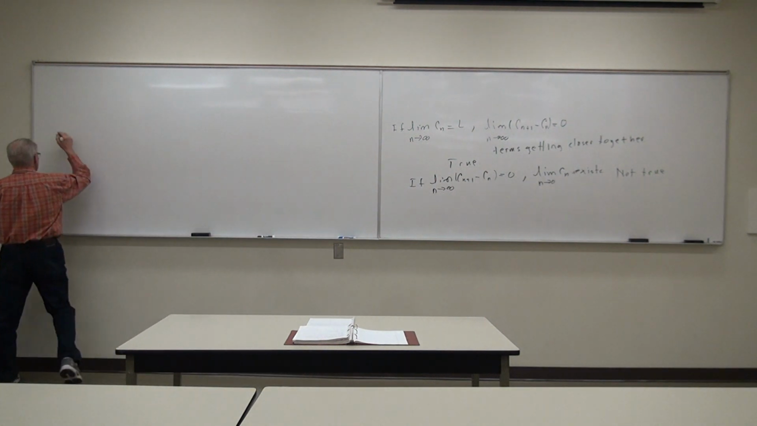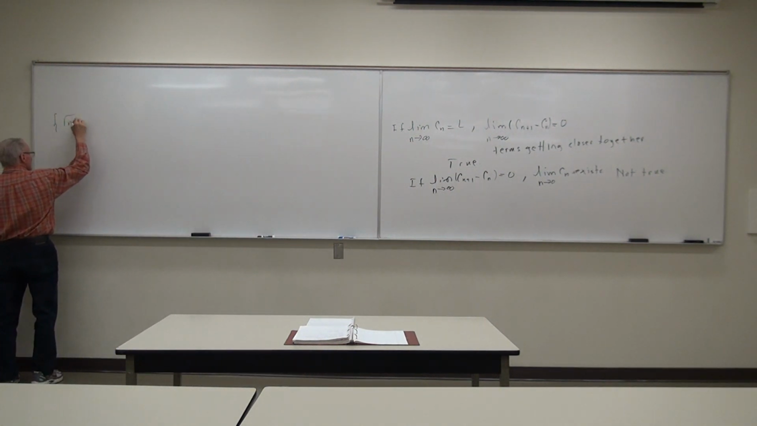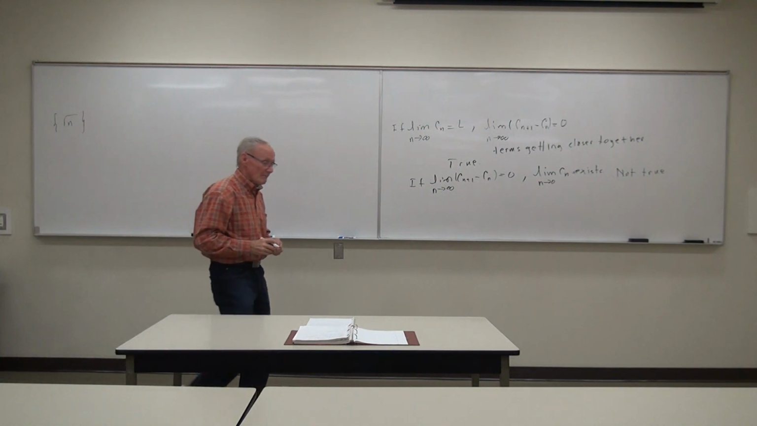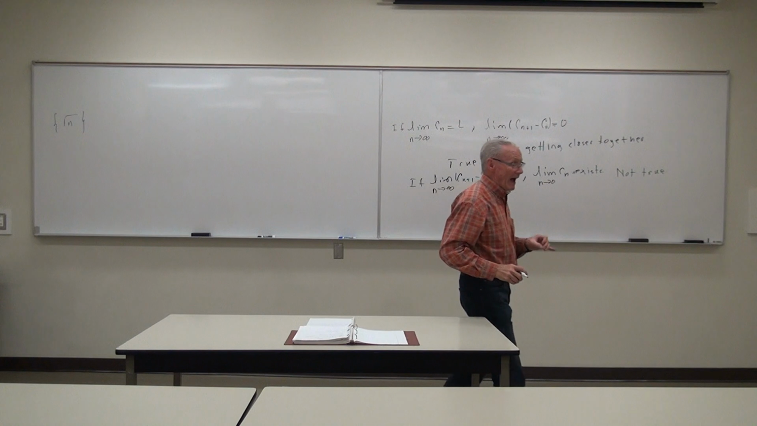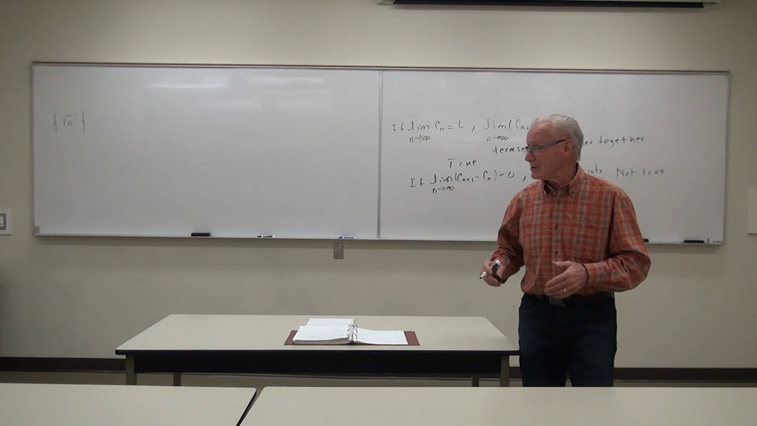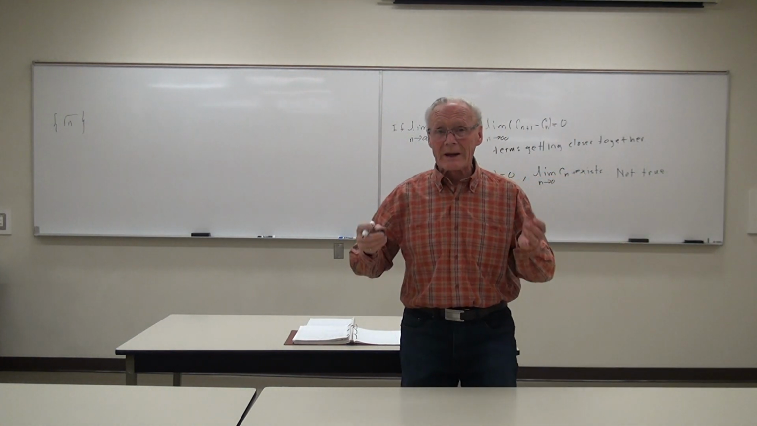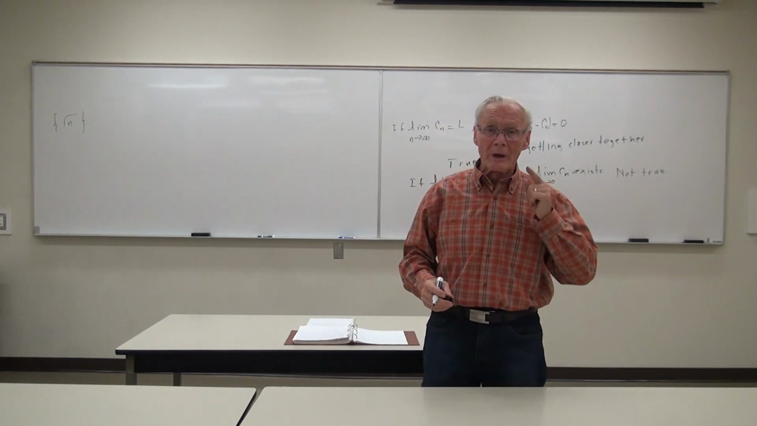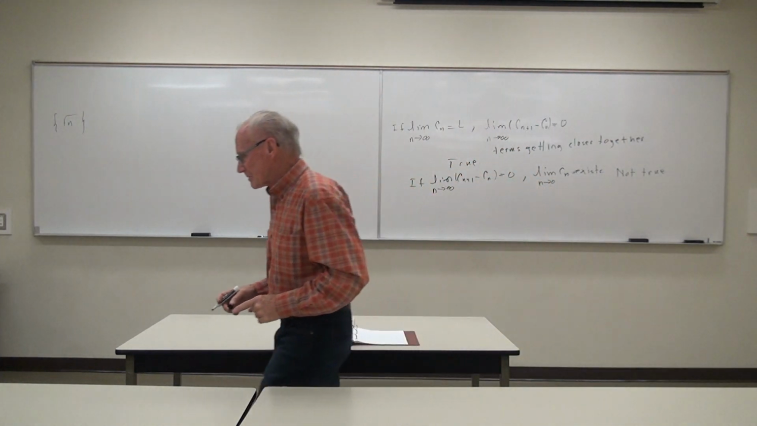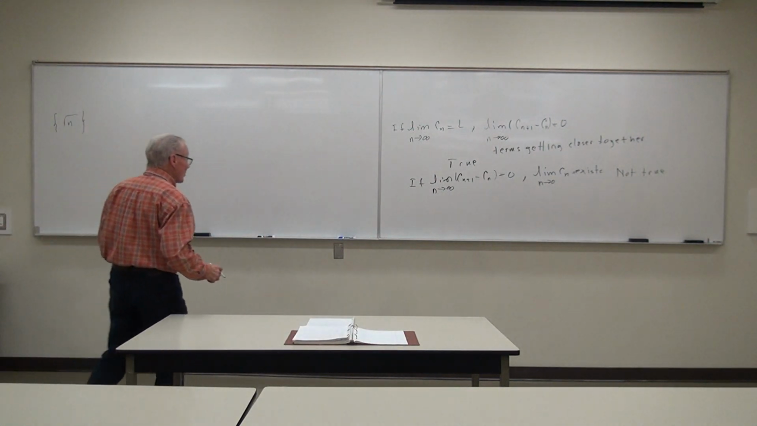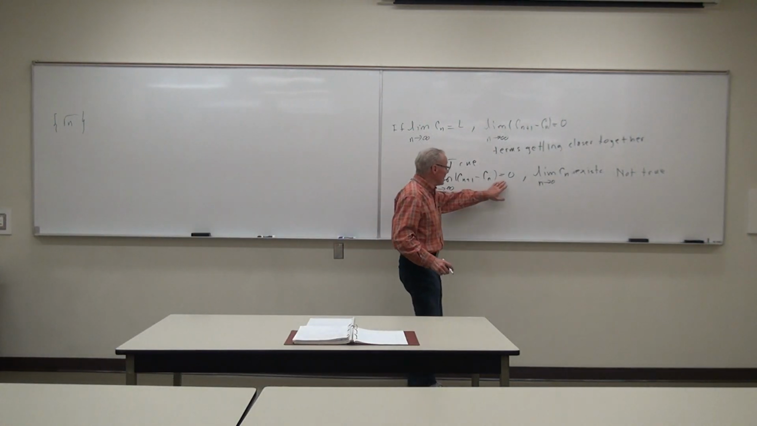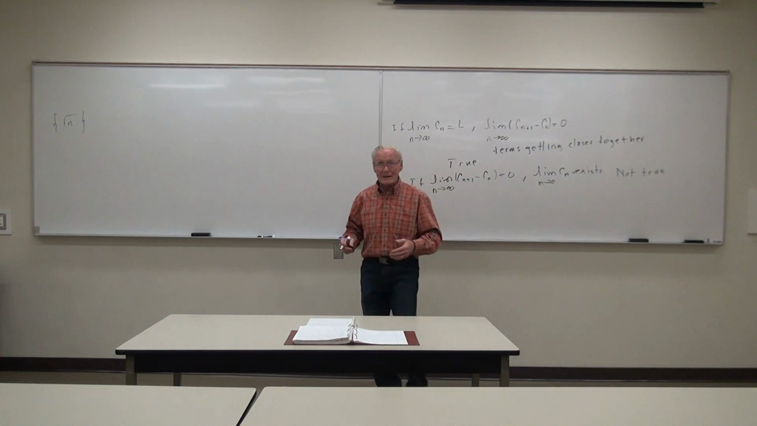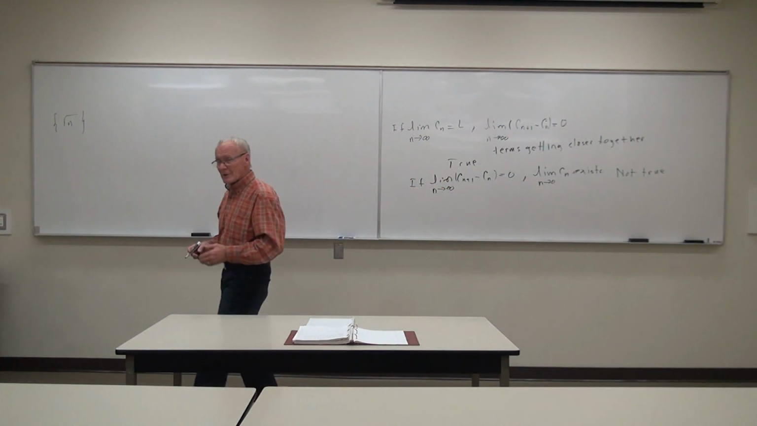Consider this sequence: the square root of n. Very simple looking sequence. Question: does it have a limit? And the answer is no. Terms are getting bigger and bigger and bigger. So that one has no limit. It diverges. But what we're going to show is that the terms are getting closer and closer together as n gets bigger and bigger. And yet there's no limit.